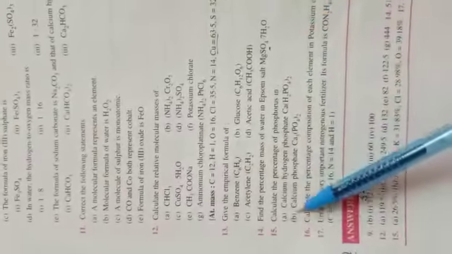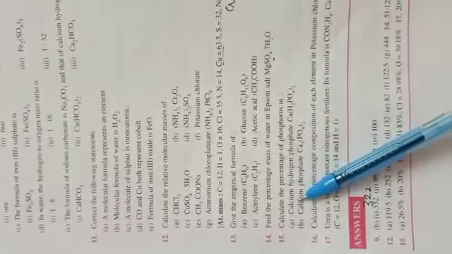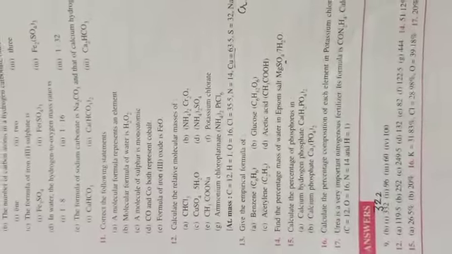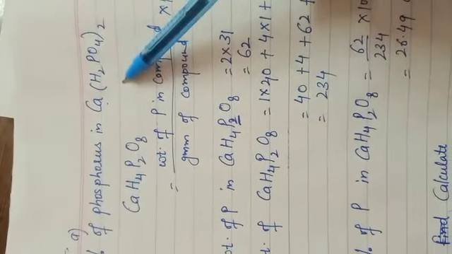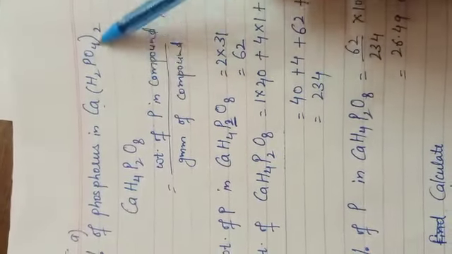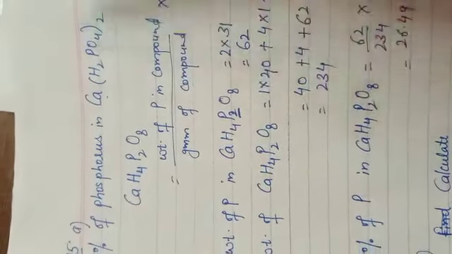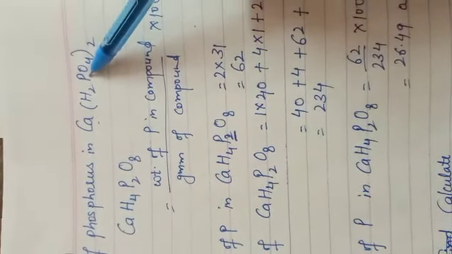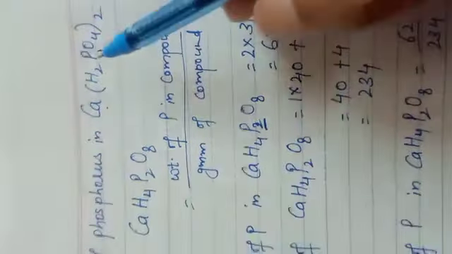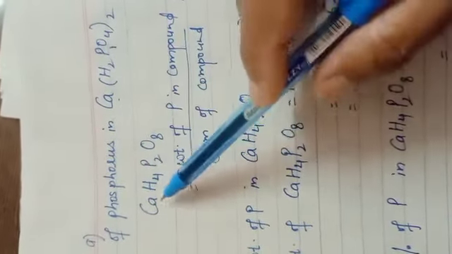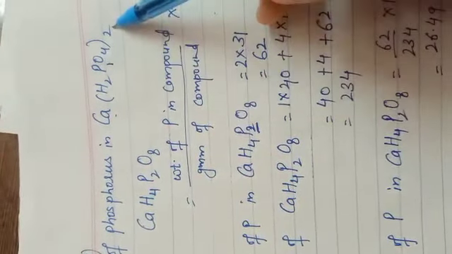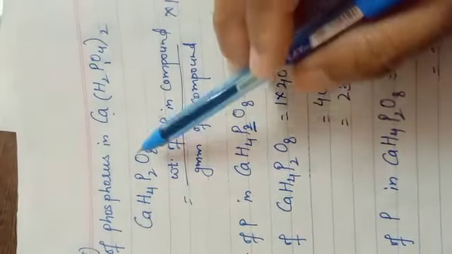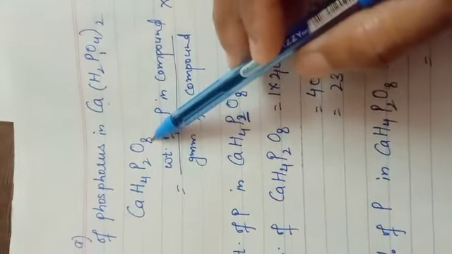Next numerical is 15th A. Calculate the percentage of phosphorus in calcium hydrogen phosphate. To make the calculation easy, first of all we'll open this bracket. How do we open the bracket? We'll multiply the subscript with the number of atoms of the elements. Where nothing is written, that means it is 1. So we have opened the bracket: calcium, H4, P2, and O, 4 into 2, 8.